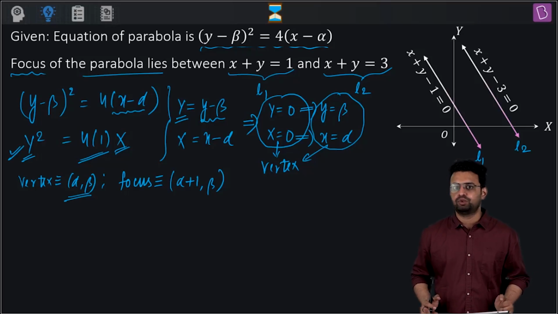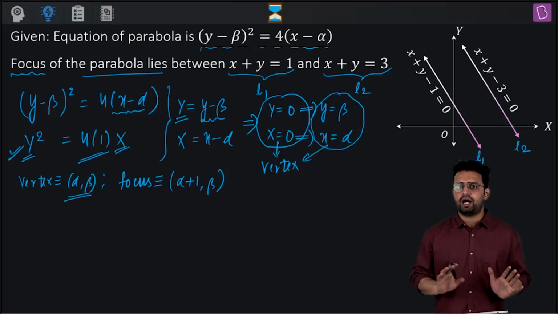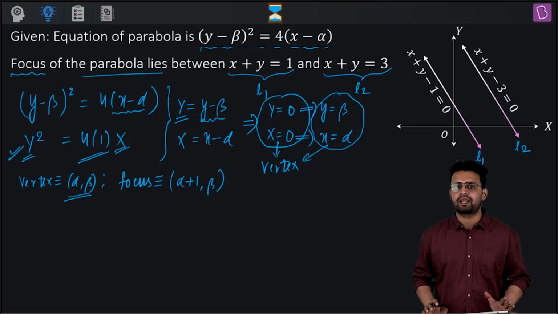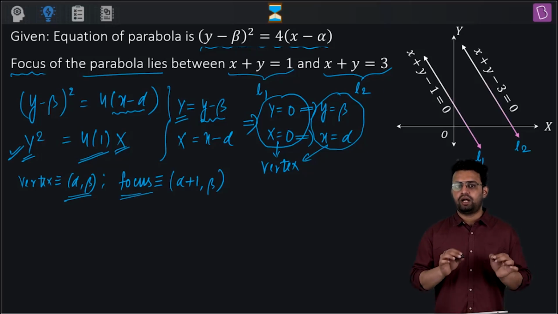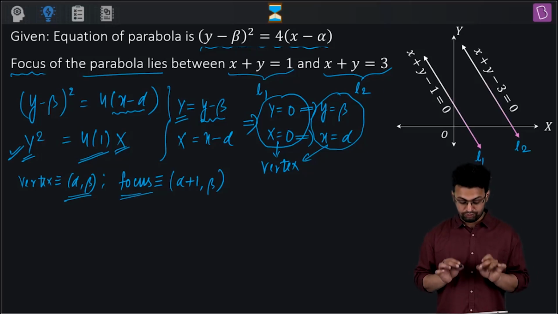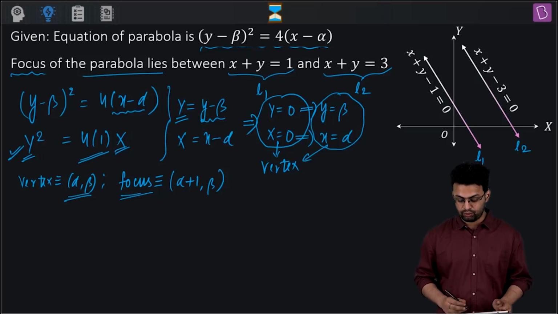You won't be changing your y coordinate, you are changing your x coordinate only, and the x coordinate will become alpha plus 1, whereas the y coordinate will remain beta only. Is it clear? So we have the coordinates of focus. Now, according to the question, the coordinate of focus should lie between these two lines. So for some time, I'm assuming that this is our focus.